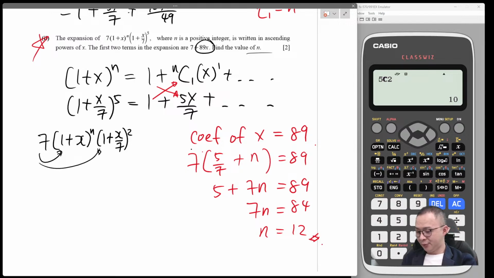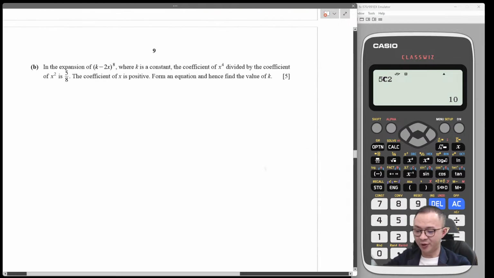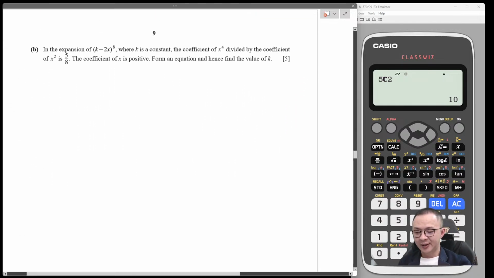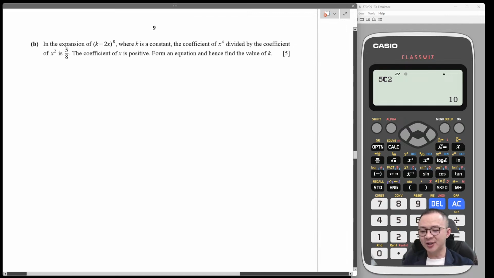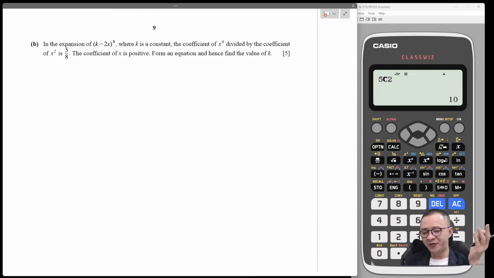Okay, so yeah, let's move on to part B. In the expansion of (k - 2x)^8, where k is a constant, the coefficient of x power of 4 divided by the coefficient of x power of 2 is 5 over 8. The coefficient of x is positive. And then form an equation and find the value of k.